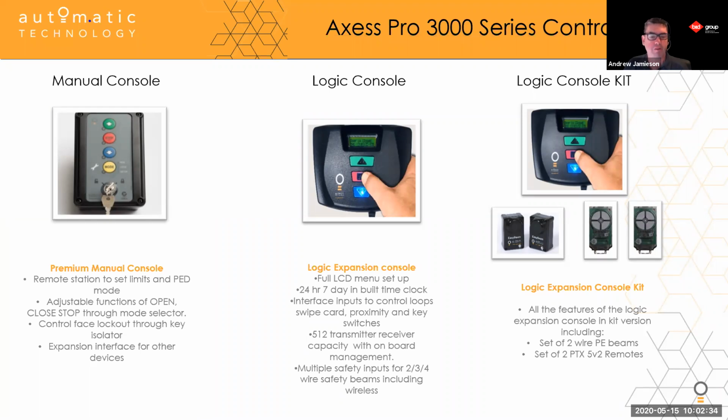So we're providing that 24-hour time clock. We're allowing for 511, 512 transmitters to be managed through that. And we're also allowing for both wired and wireless, the B&D Group wireless beams to go into that. Okay, so a range of photo beam solutions.